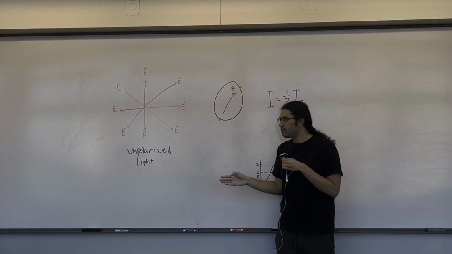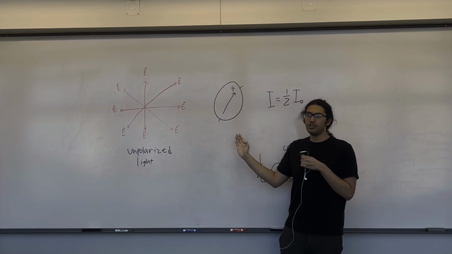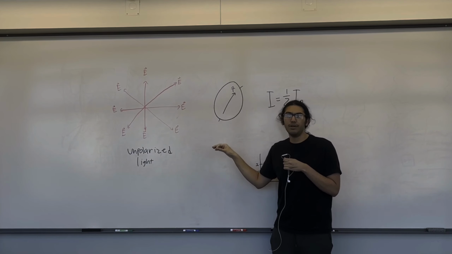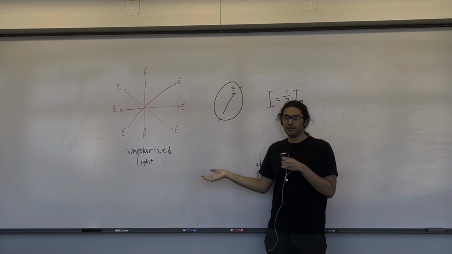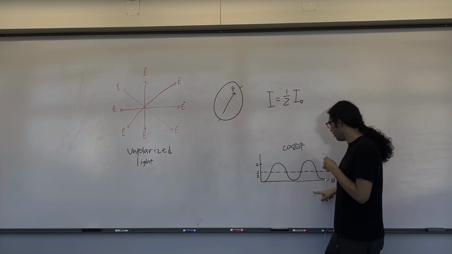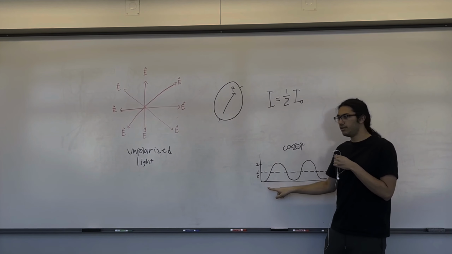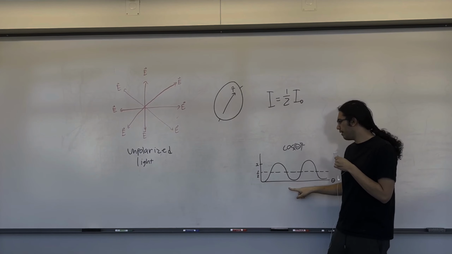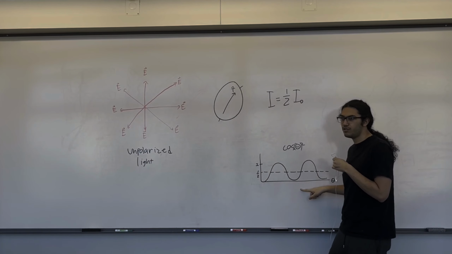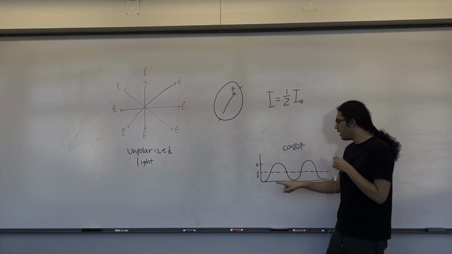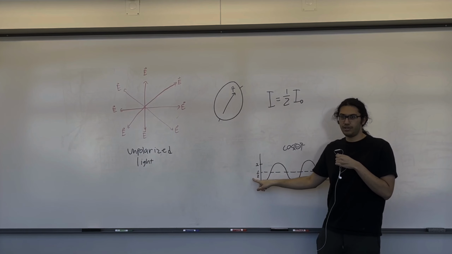The reason for that is that each direction is going to be scaled down by the cosine squared of its angle. If we graph that here, we can see we're going to get some sort of distribution that looks like this, and we just want to take the average of this. If this represents the entire unpolarized light, we're going to get 1/2 of the total intensity.